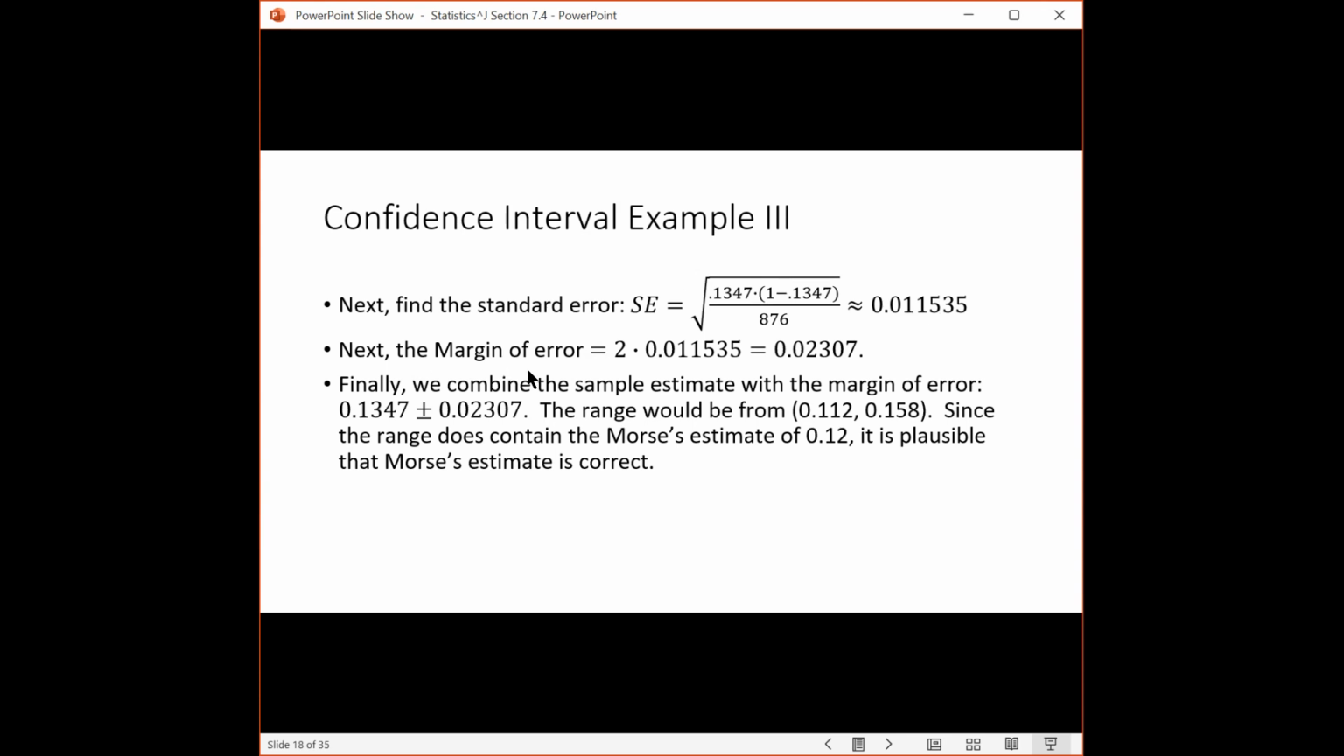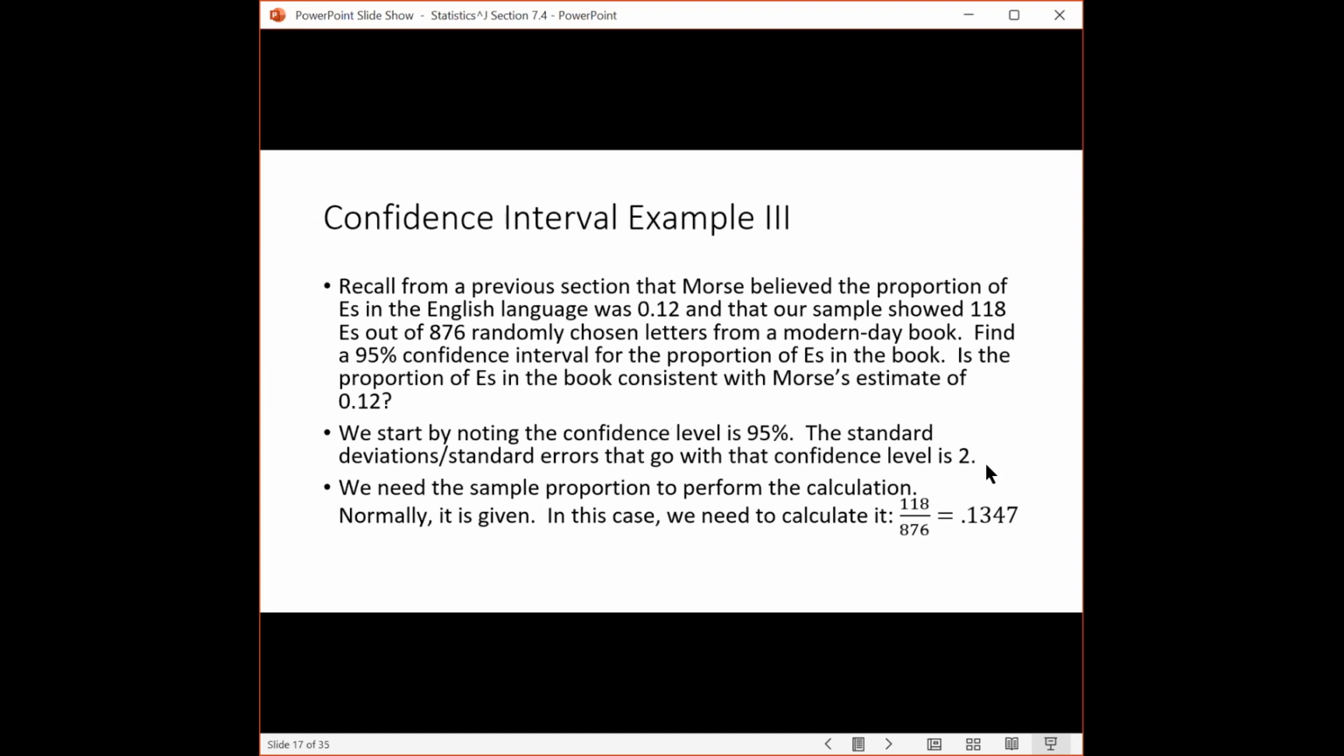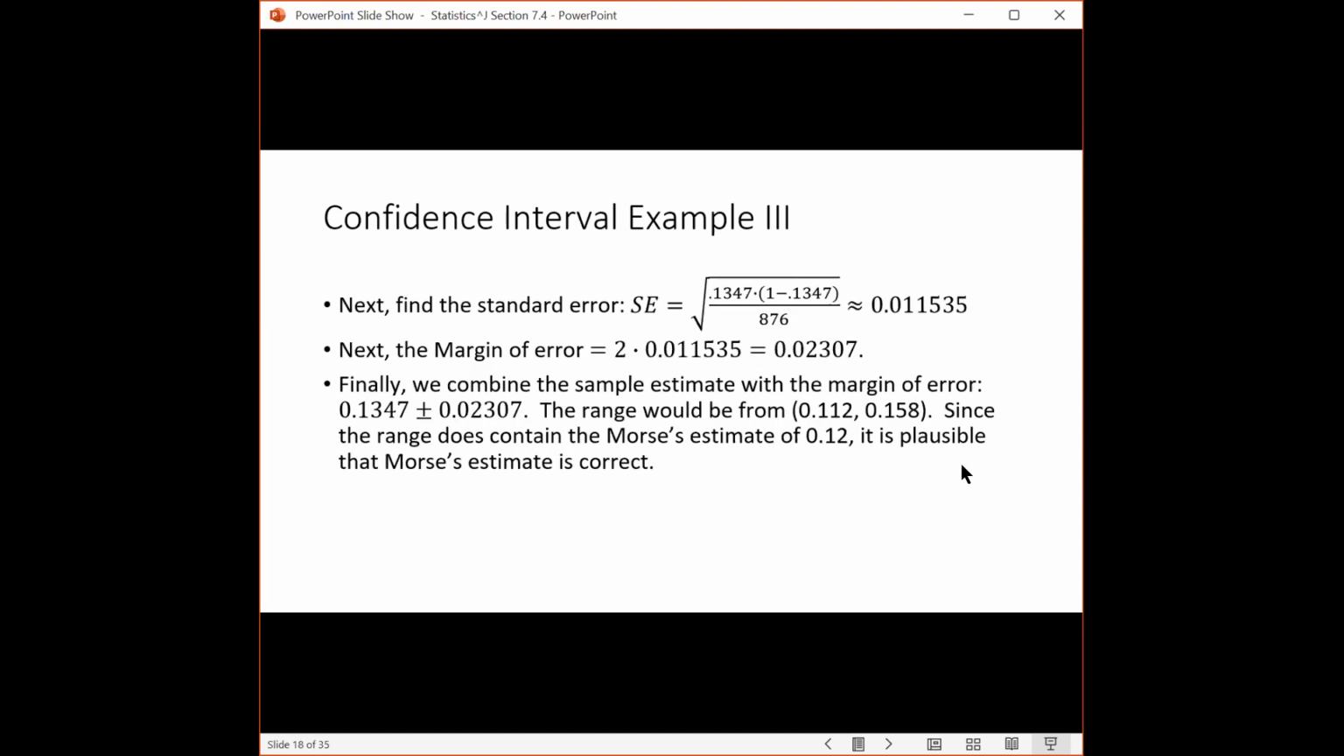And then to find the margin of error, you're going to take the product of the previous two results. So you take the product of the number of standard deviations or standard errors, and you take the standard error itself, you multiply those two, and that gets you the margin of error. So it looks like it's about 0.02307.